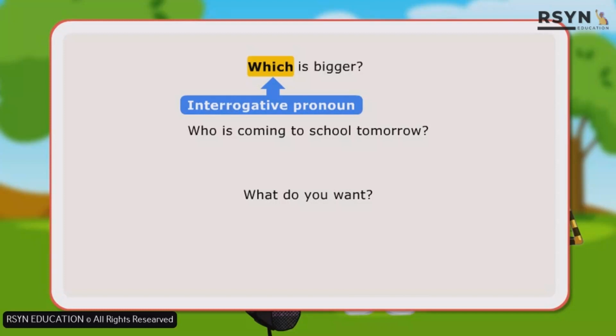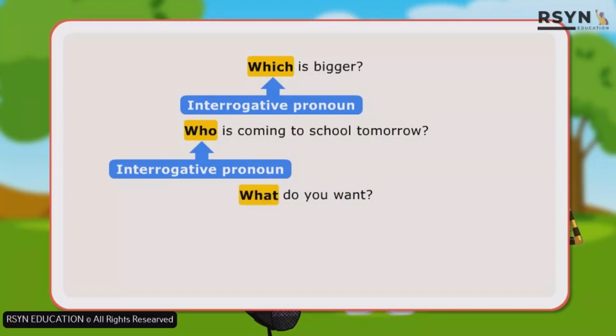In the next sentence, who is an interrogative pronoun since it is asking a question and is taking the place of a noun. In the third sentence, what is used in place of a noun to ask a question and so is an interrogative pronoun.